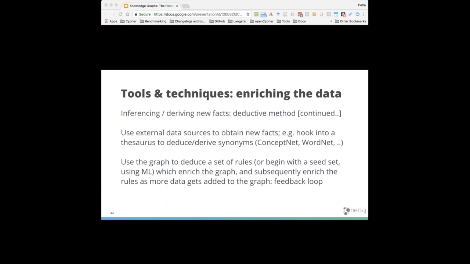So also, if you're not sure of your graph and not sure of what the rules are, you can, as I say, hook into these external sources. I think there's also one for geographic information as well. So that's also something to potentially look at.